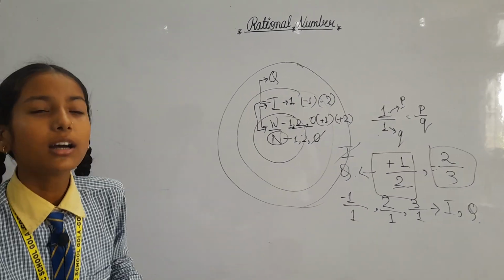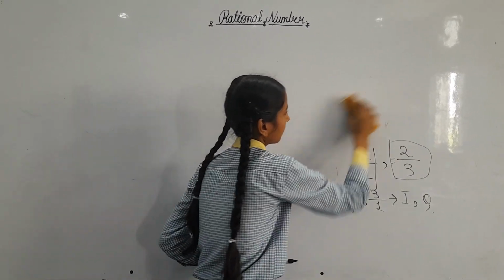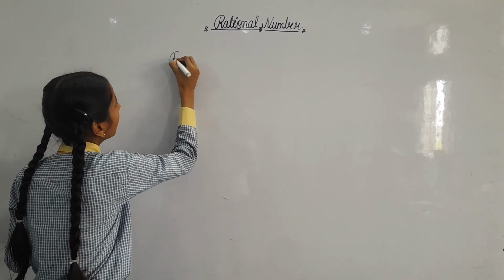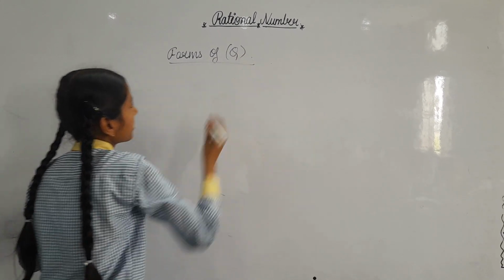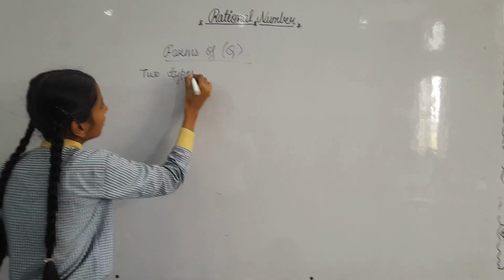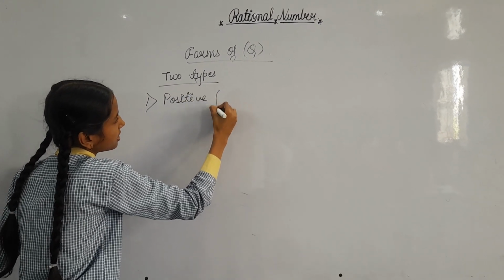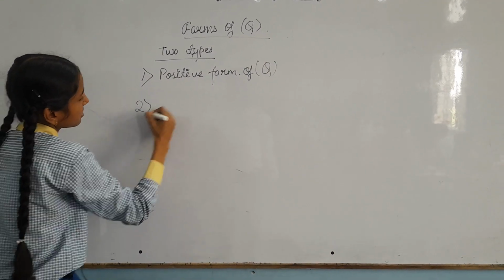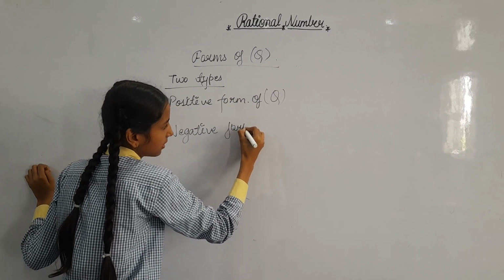Now I would like to tell you the forms of rational numbers. There are two types of forms of rational numbers. First is the positive form of rational number, and second is the negative form of rational number.